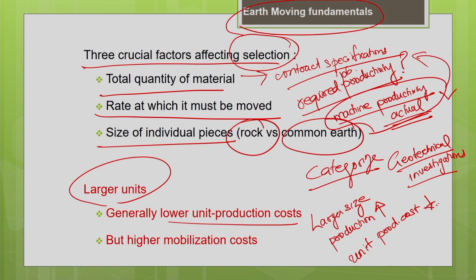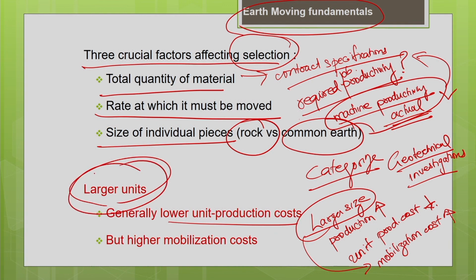But one thing you have to keep in mind is, when you go for larger size machines, your mobilization cost will increase. That you should always keep in mind. The cost of mobilizing the machine to the particular project site will increase when you go for larger size machines. So you have to achieve a trade-off. You have to work out the economics and then justify the selection of your machine.